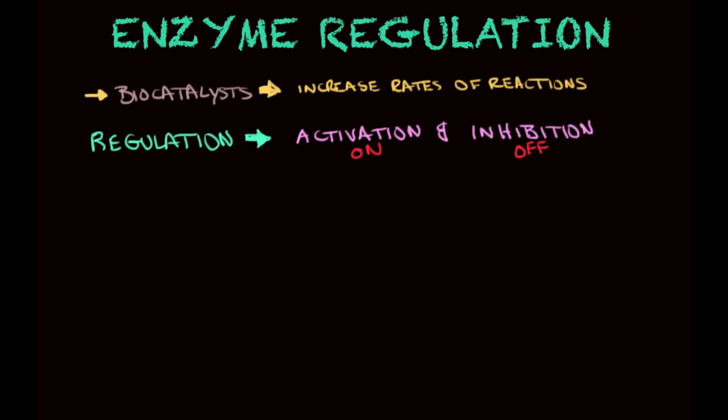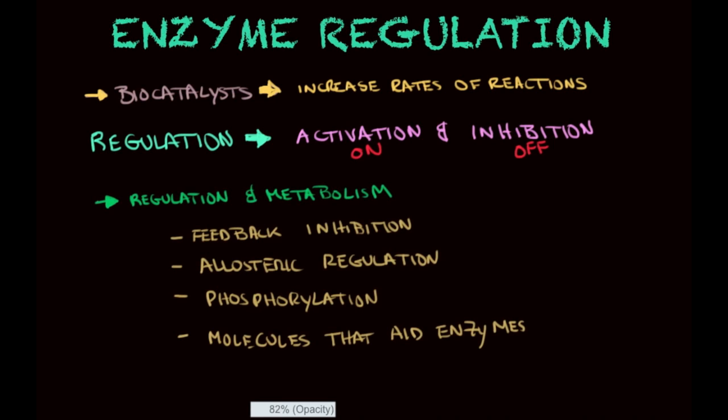Now, a few things that we need to discuss, a few concepts that we need to look at before we talk about regulation, so you can understand how enzymes are activated and inhibited. These concepts are feedback inhibition, allosteric regulation, phosphorylation, and we're going to look at some molecules that influence somehow regulation.